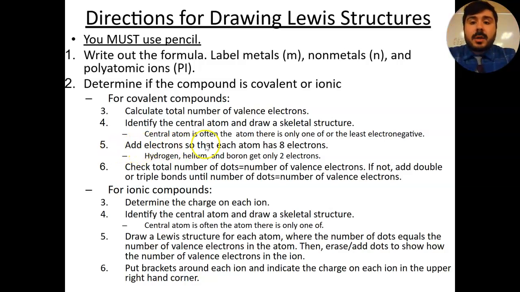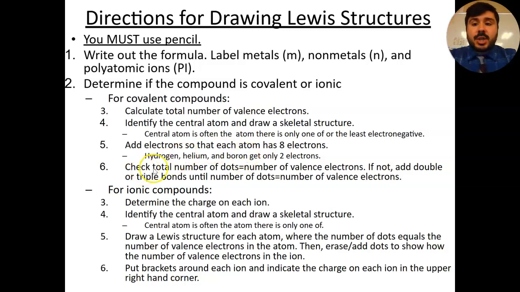5, add electrons so that each atom only has 8 electrons. There is one catch here, however. If you are ever running into a situation where you are dealing with a Lewis structure that has hydrogen, helium, or boron present, those guys actually only require up to 2 valence electrons, and I'll show you why when we meet again in class next. Okay, so 2 as opposed to 8.